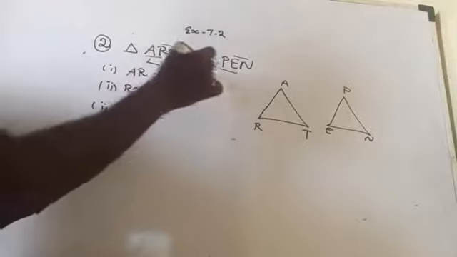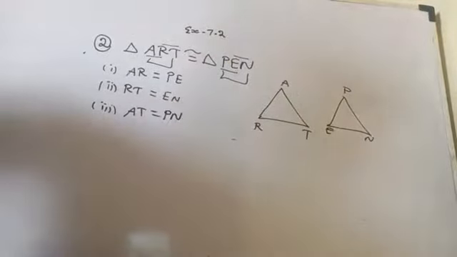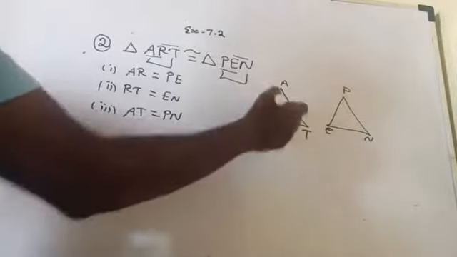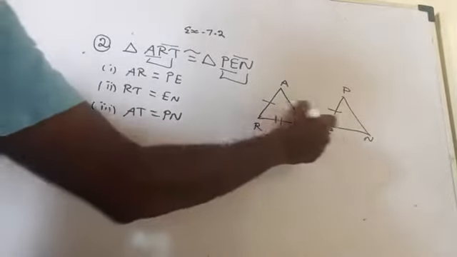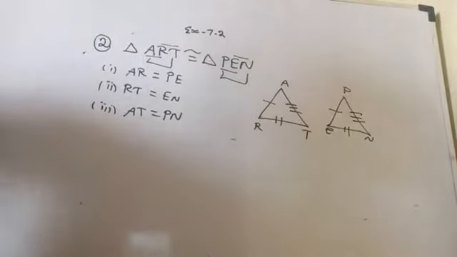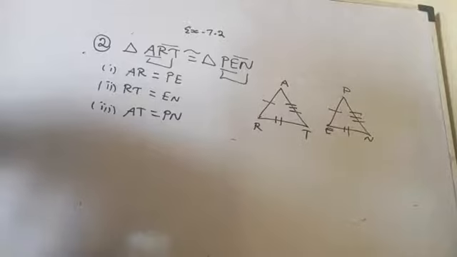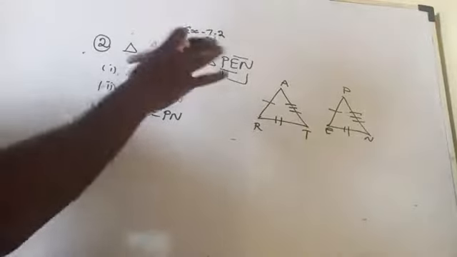Then AT corresponds to what? PN. That is, AR is equal to PE, RT equal to EN, then AT is equal to PN. Then by the triple congruence rule, you can conclude that these two triangles are congruent under the triple congruence criteria. Are you getting here? Yes. Now, shall we move to the next one? Okay, here these two triangles are congruent only.